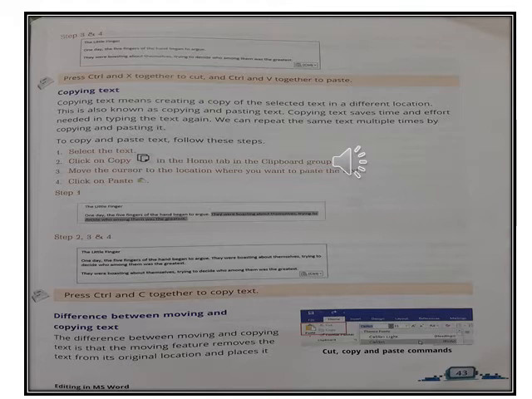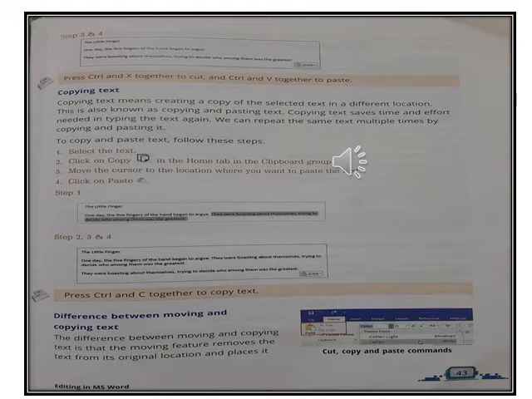So select the text, click on Copy in the Home tab in the Clipboard group. Move the cursor to the location where you want to paste the text. Click on Paste. So we can also press Ctrl and C together to copy text. So this is the shortcut key, Ctrl and C.